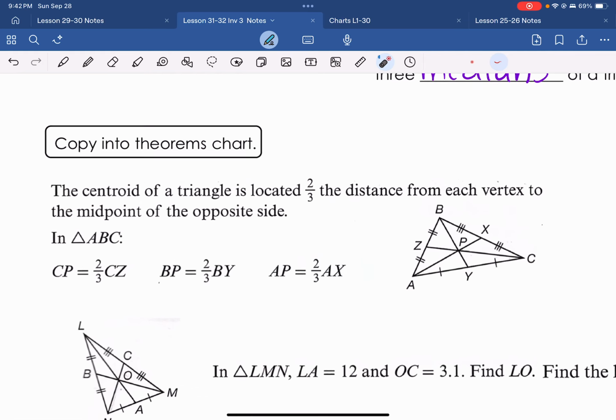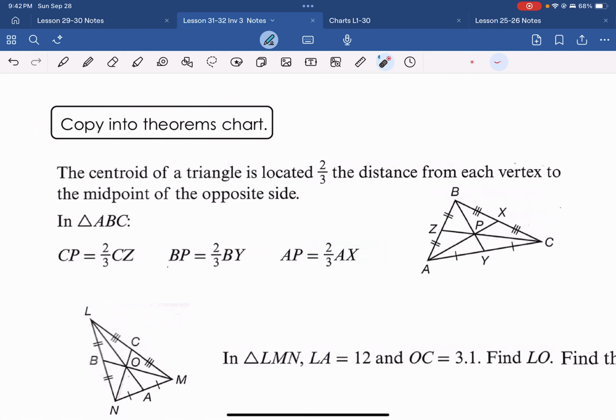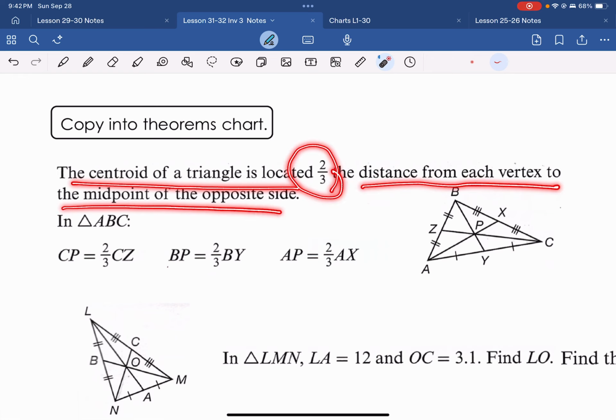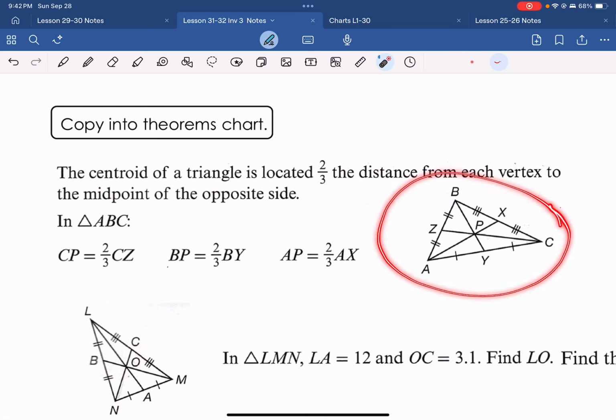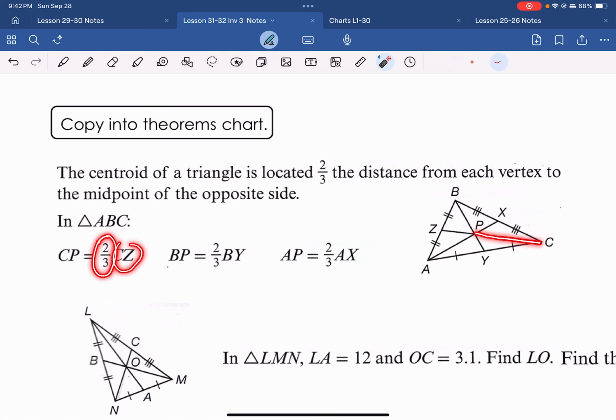Okay, you'll want to copy this into your theorems chart later. The centroid of a triangle is located 2/3 the distance from each vertex to the midpoint of the opposite side. So take a look at this diagram. What they're saying is that CP, right here, CP is 2/3 of the entire line, which is CZ. So CP is 2/3 of CZ. Makes sense, right? Because if I were to divide this into 3 equal sections, this one's 2 out of the 3. So this is always 2/3 of the entire line.